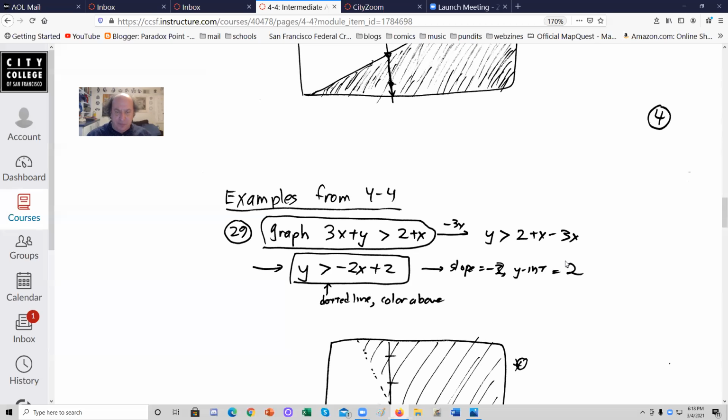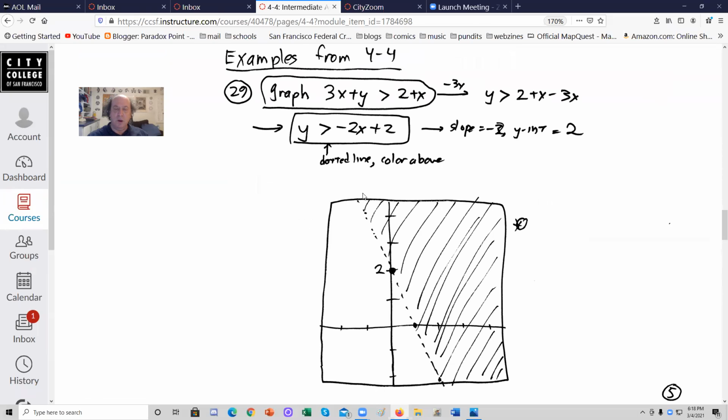Okay, some examples. Graph 3x plus y is greater than 2 plus x. Well, first we'll move the 3x to the right by subtracting 3x from both sides. So y greater than 2 plus x minus 3x, or y greater than negative 2x plus 2. We graph that. A greater than sign, so it's a dotted line, and y greater than that, so we color above the dotted line. The slope of the boundary line is negative 2, the intercept is at 0 by 2. So here's 0 by 2. We draw a line with slope of negative 2, make it dotted, and we color above, and this is the half plane.